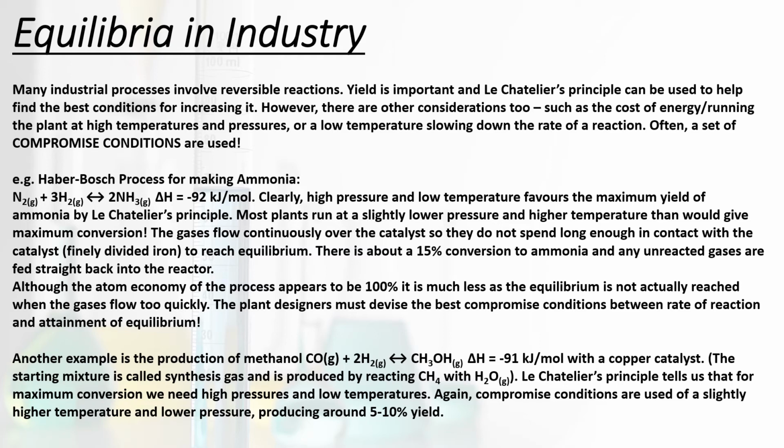Now you may have heard of something called synthesis gas or syngas. This is what the reactants are, carbon monoxide and hydrogen. And this is produced by reacting methane with water, and we end up producing carbon monoxide and hydrogen. So currently the way to make methanol is we take methane, react it with water. This produces our synthesis gas. And the synthesis gas, the carbon monoxide and hydrogen, they react together to produce methanol.